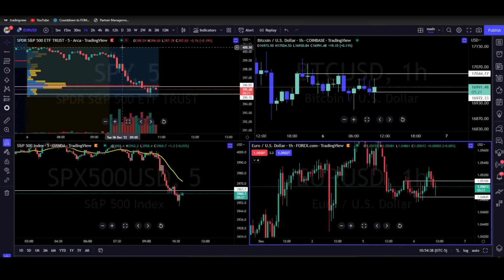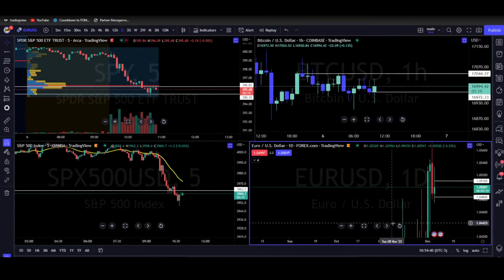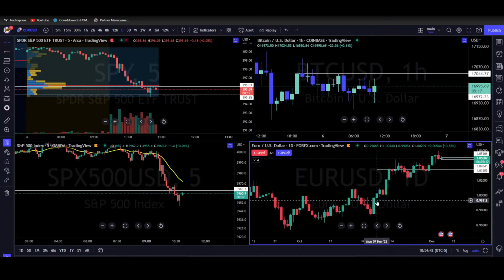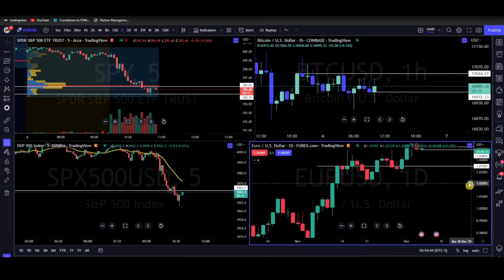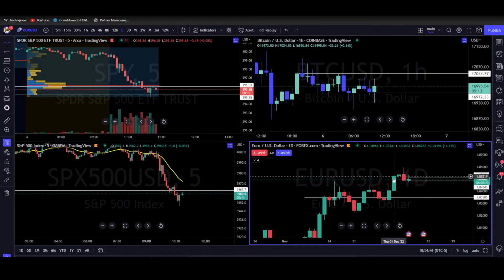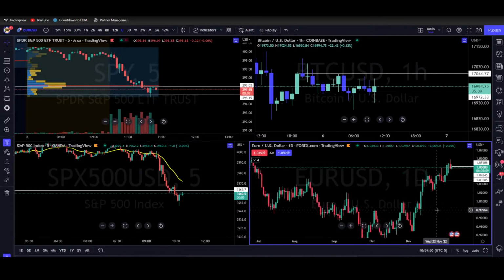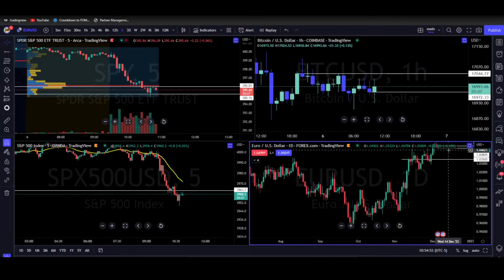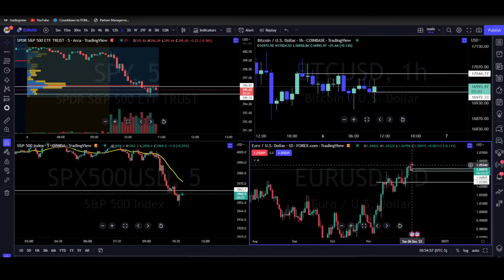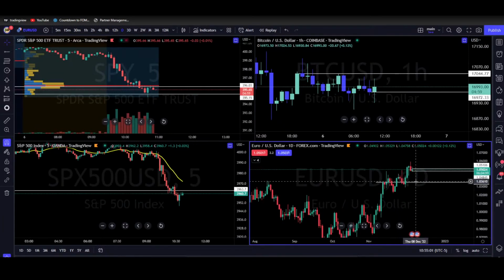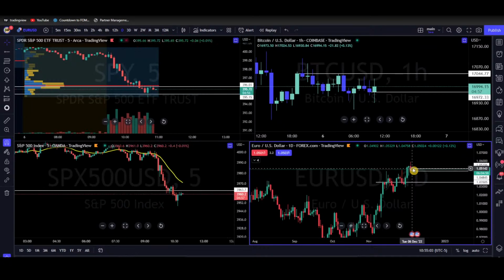Do I like your setup? Well, technically, yeah, it's bullish, but you're getting long at the top of the range. You've already had all of this expansion up. So I don't know that this is going to be the top. I don't know that at all.